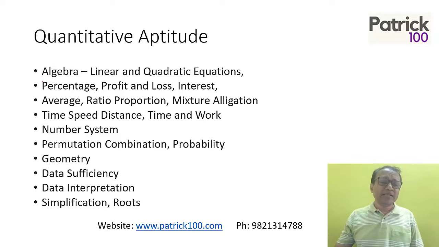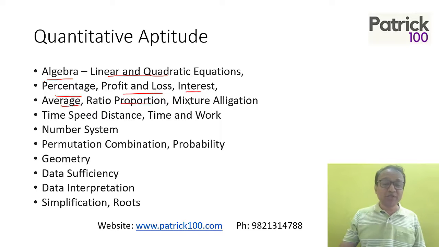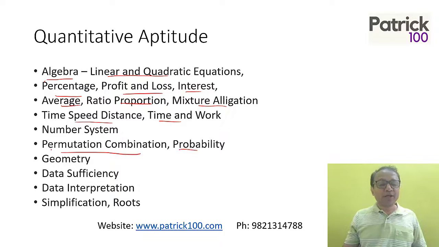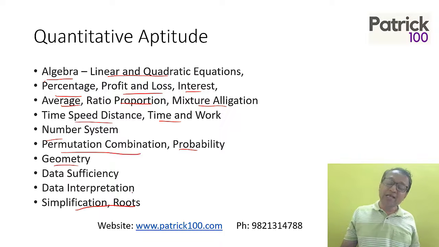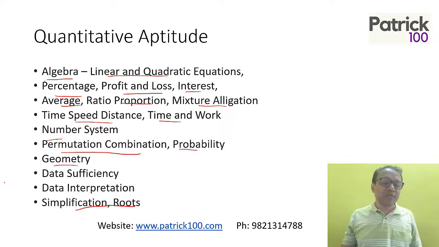If I go to quant, there's algebra, which is linear and quadratic equations. But there's also a lot of arithmetic, right? From percentage, profit and loss, interest, average, ratio, proportion, mixture, alligation, and so on. Then time, speed, distance, time and work, obviously. You have modern mathematics like permutation, combination, probability, number system, geometry. All these normal topics will be asked. Don't go too deep into each topic, but at least these topics will help you understand what type of questions are asked. You also have simplification and roots, which traditionally have been asked in CET. Nowadays it is less, but you still have these questions.